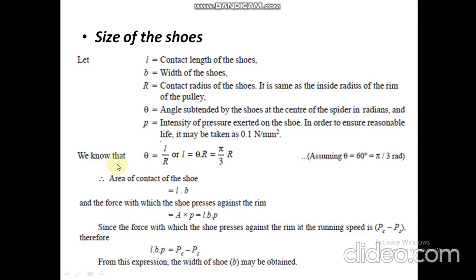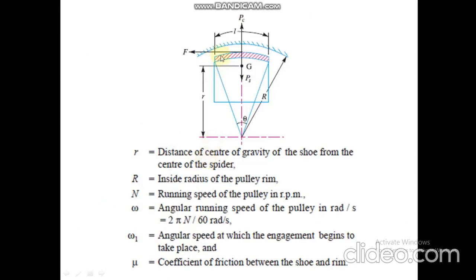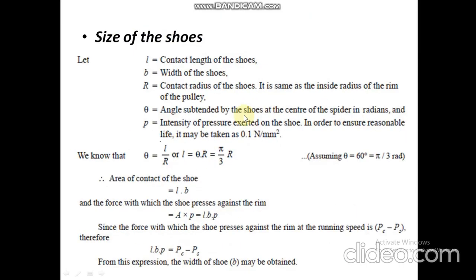So how will you calculate the size of the shoe? First of all, you apply the formula for the length of arc. So length of arc l is equal to theta into radius. Theta is 60 degree or pi by 3 radian, so pi by 3 into r will be the length of the shoe. Area of the shoe will be length into width, and force will be area into pressure. So area is multiplied with pressure, you can find out the force.